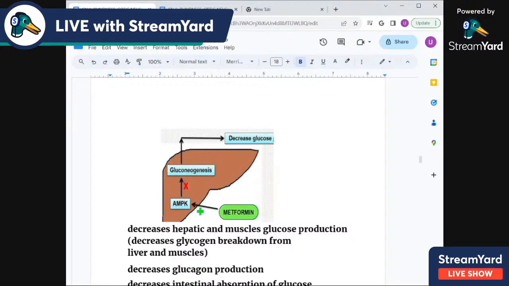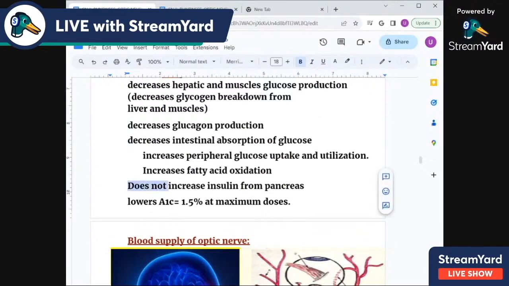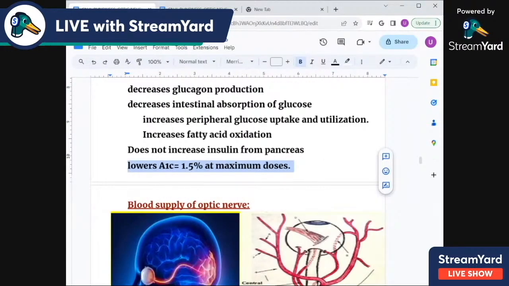Insulin is hypoglycemic. Glucagon is hyperglycemic. Metformin also increases the peripheral utilization of glucose. It increases the entry of glucose into the cell, but it does not have an effect on the pancreas to increase the insulin production. And how much does metformin reduce the blood sugar? It lowers the A1C by 1.5% at maximum dose. So if it's 7, it brings it to 5.5.